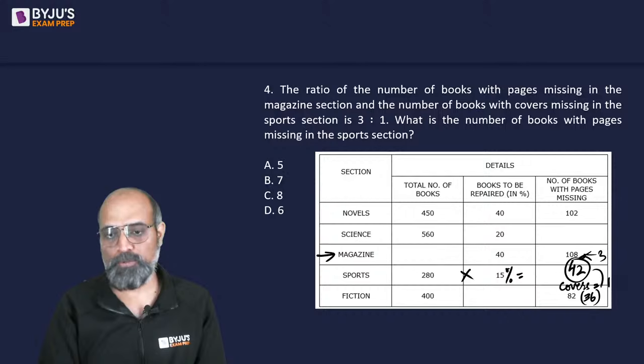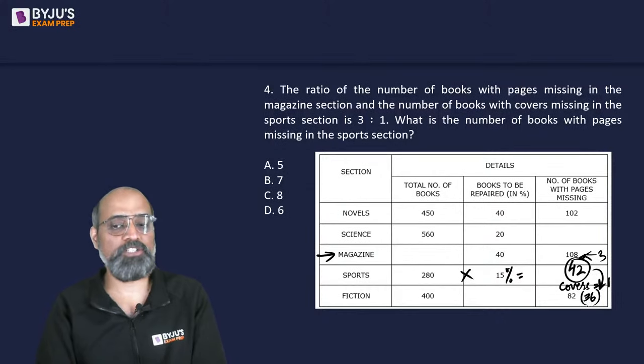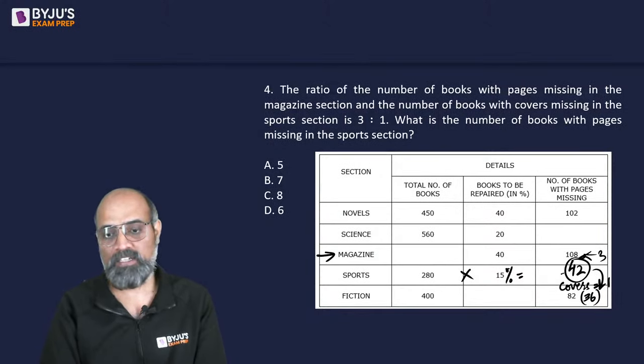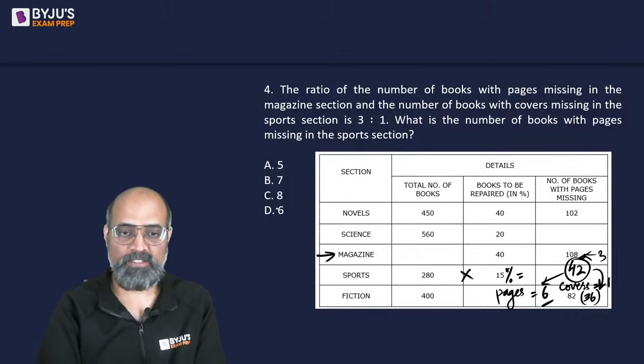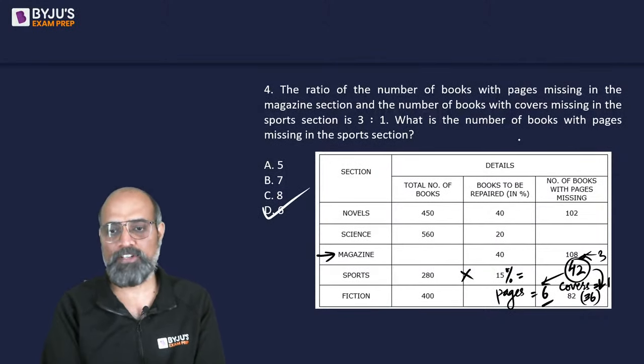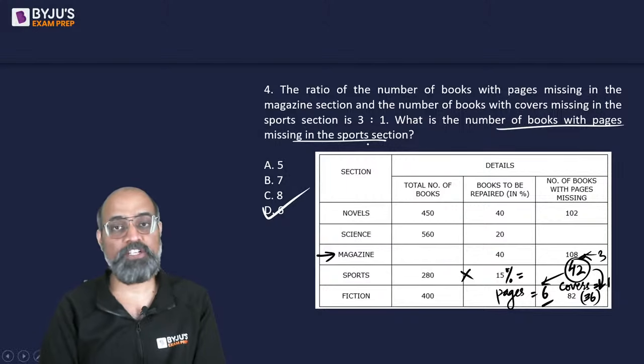Out of these 42 books, if 36 books in the sports section have covers missing, then how many should have pages missing? The remaining 6, right? So 6 is what we'll have. The number of books with pages missing in the sports section will be 6.